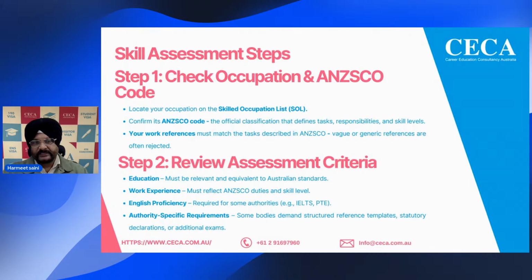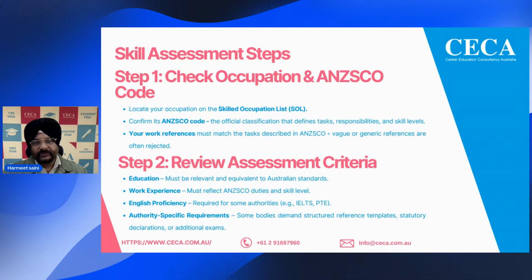For the second step, now it is important. We have to check the assessment criteria of that assessing authority. As I said previously, some assessing authorities have different criteria, like they require English language, an organization chart, your CV, and work experience requirements. So all assessing authorities have various requirements, depending upon their criteria.